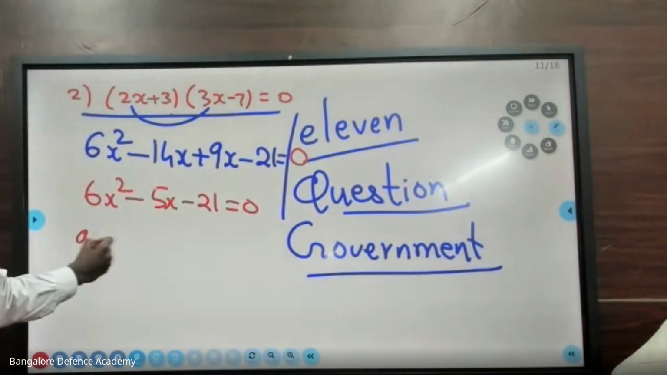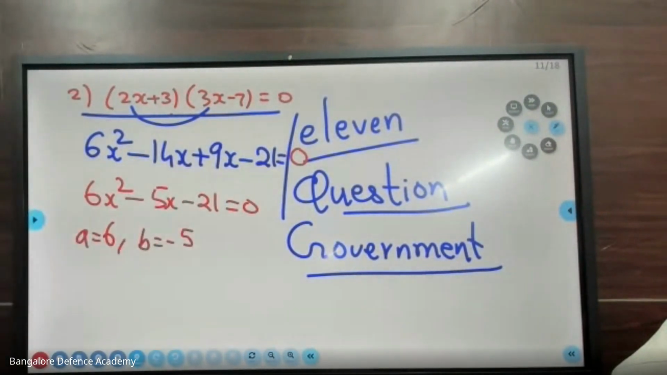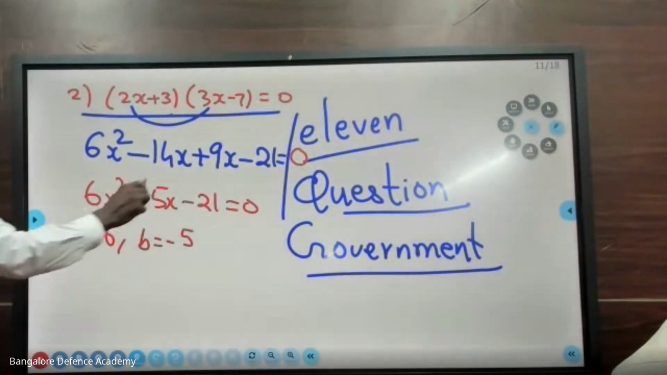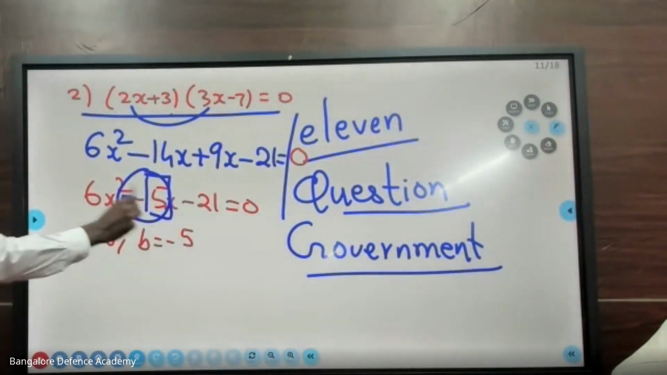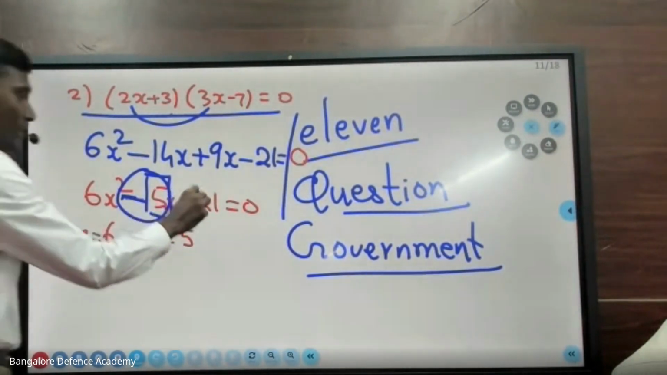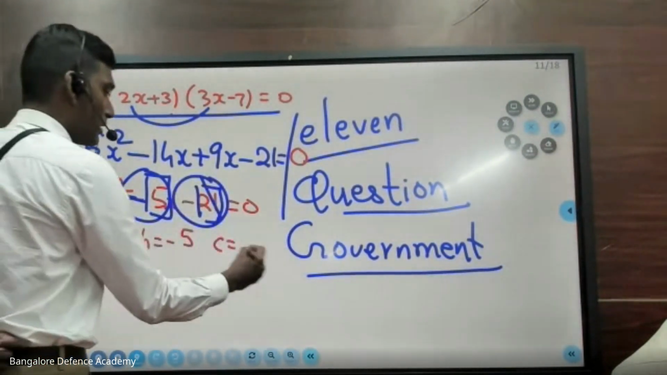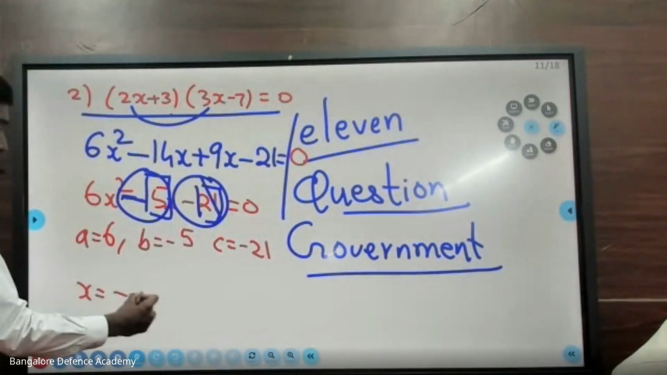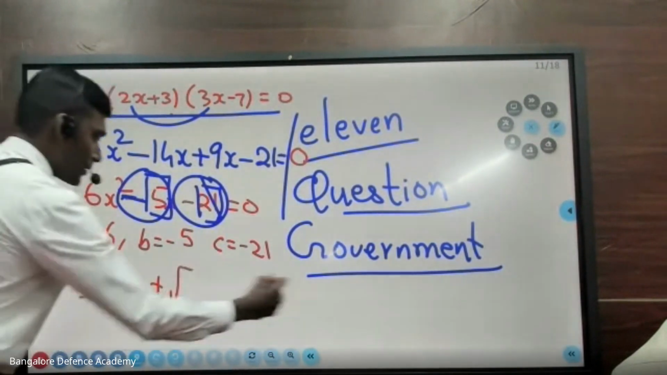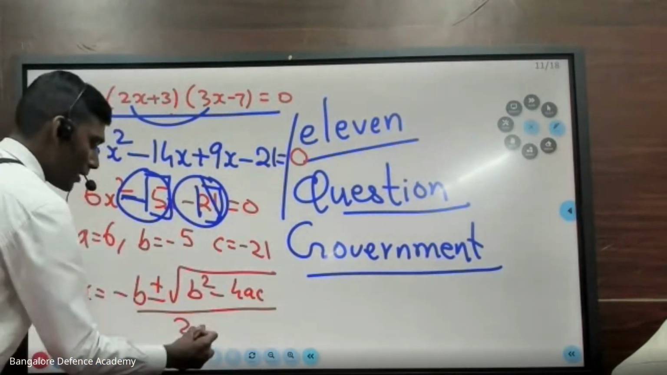Now what is the value of a here? 6. What is the value of b here? Minus 5. Now students will make mistakes. They will take b as 5. You have to take b as minus 5, because what is the sign here? Minus. They will take c as 21. No, it is c as minus 21. What is the c value here? Minus 21. Now what is the formula for x is equal to? Minus b plus or minus root of b square minus 4ac, by 2a.